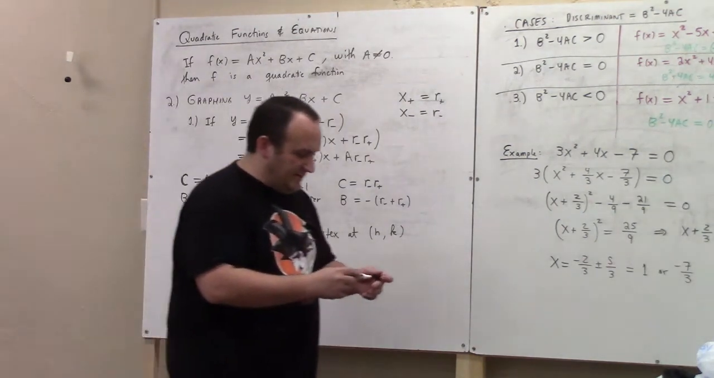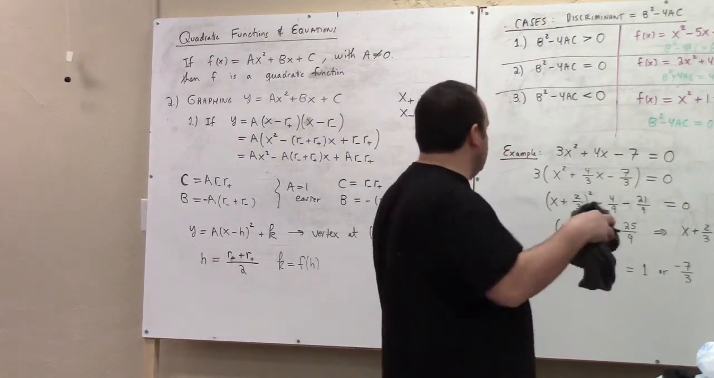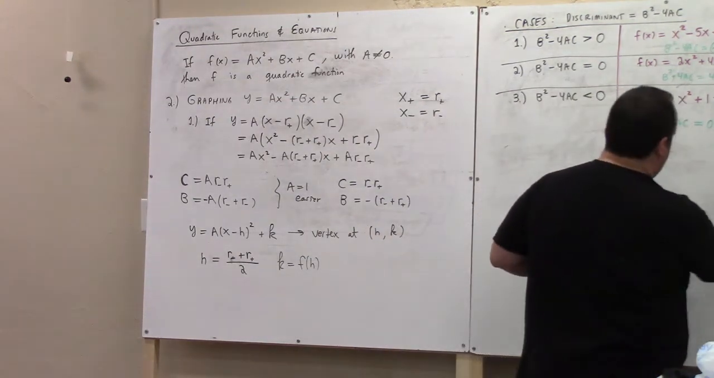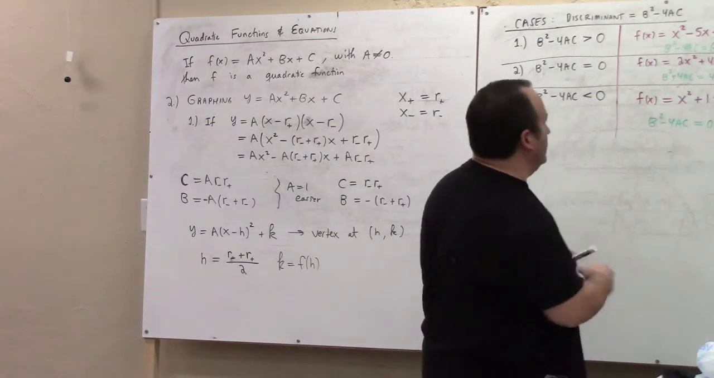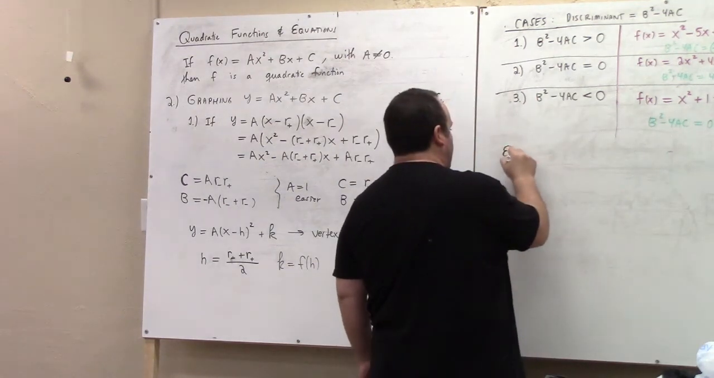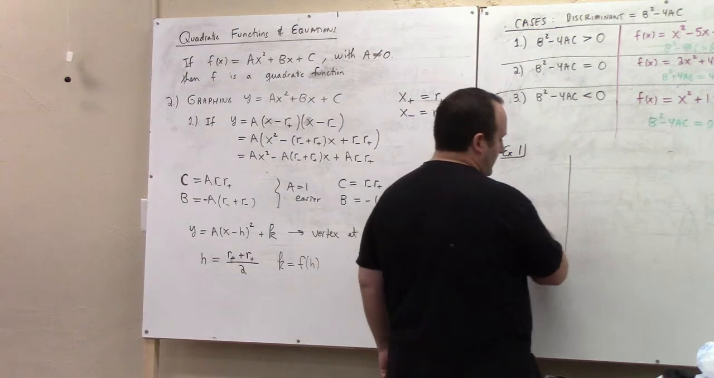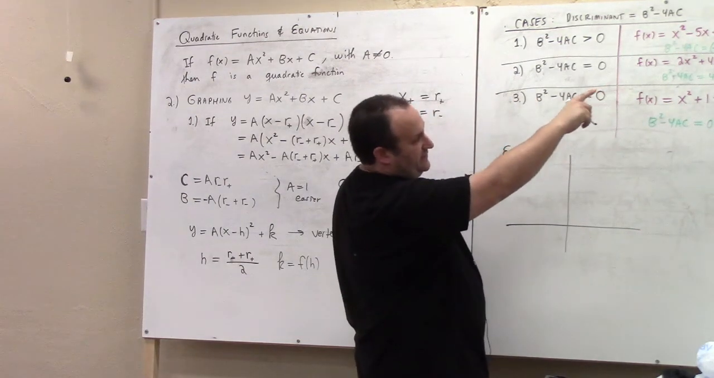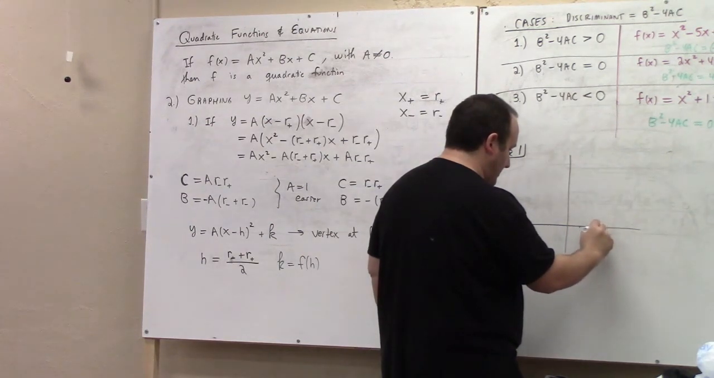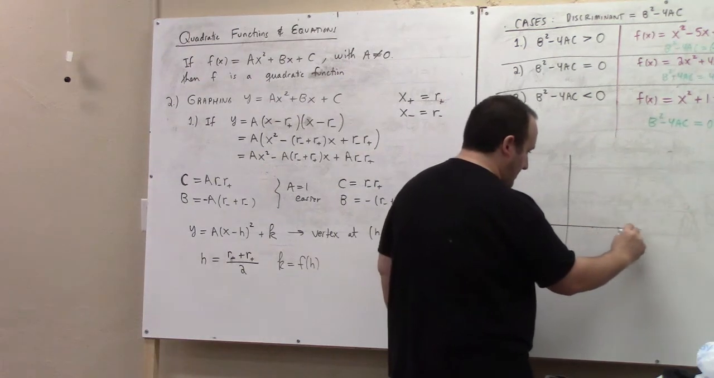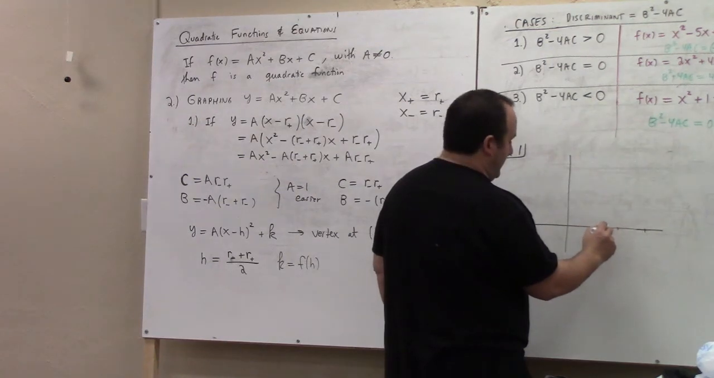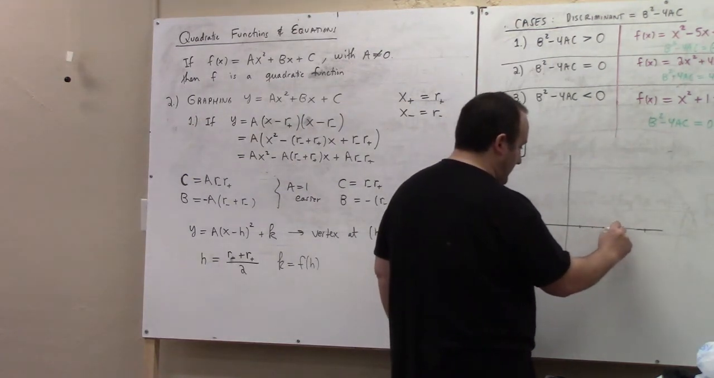All right, let's look at some examples. I'll just continue with my examples that I already have here. Let's just graph them. Example 1, we've got x-intercepts of 2 and 3. I guess I'll have to make it smaller. 1, 2, 3.